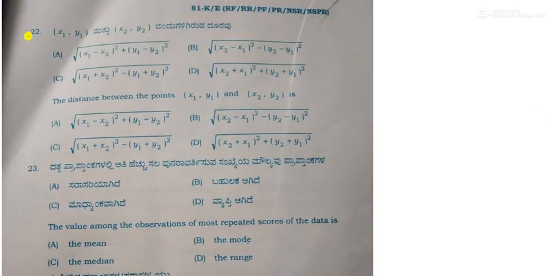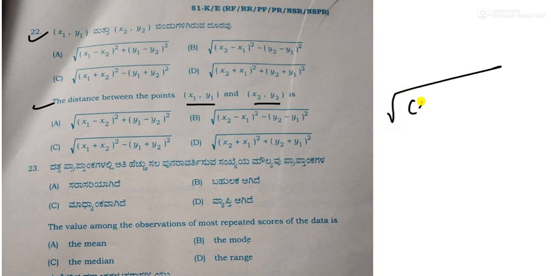Question number 22, and this is very interesting. Actually, most of the students got confused in this. Why? I will tell you. The distance between the points this and this is what? So what is the formula which you have learned? It is x1 minus x2 whole square plus y2 minus y1 whole square, right?